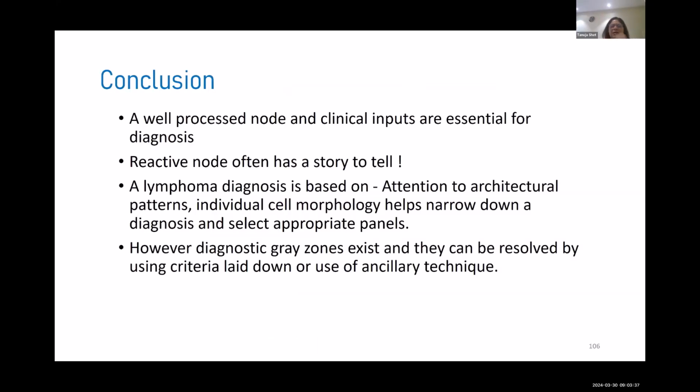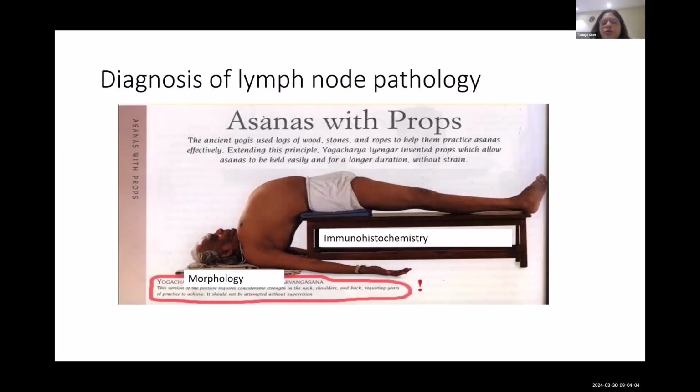So to conclude, I think a well-processed node and clinical input sometimes are required for a diagnosis of lymphoma. A reactive node has more story to tell than any other lymphoma. A lymphoma diagnosis is based on attention to architecture, pattern, and individual cell morphology. And remember that there are diagnostic gray zones. There were many cases, but I deleted them because I thought early in the morning, the Gaussian curve sometimes goes down. So lymphoma diagnosis is like performing the asanas. You go on morphology, immunohistochemistry, and make sure that the diagnosis remains fit and healthy. Thank you so much.